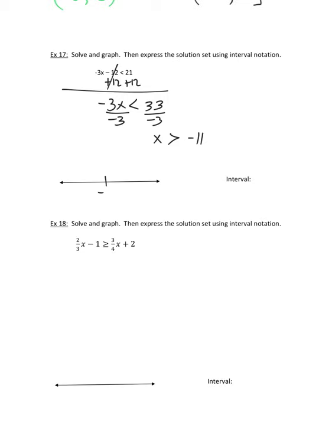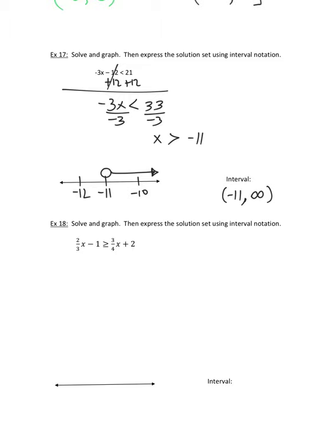So on a number line, I have -11, -12, -10. I usually just put 3 numbers on my number line. And then x is greater than that. So open circle, greater is to the right. Now, you might want to pause the video and see if you can write this in interval notation. Okay, so in interval notation, this is all numbers from -11 all the way to infinity. And we're not including -11, so it gets parentheses.